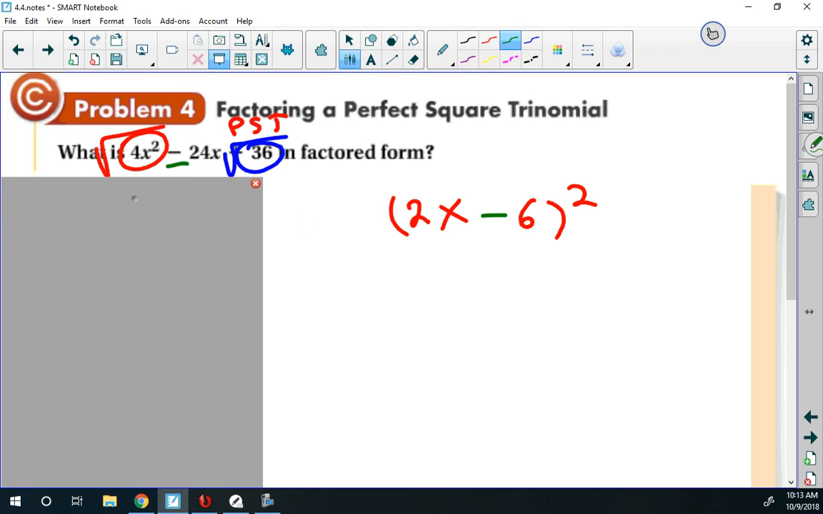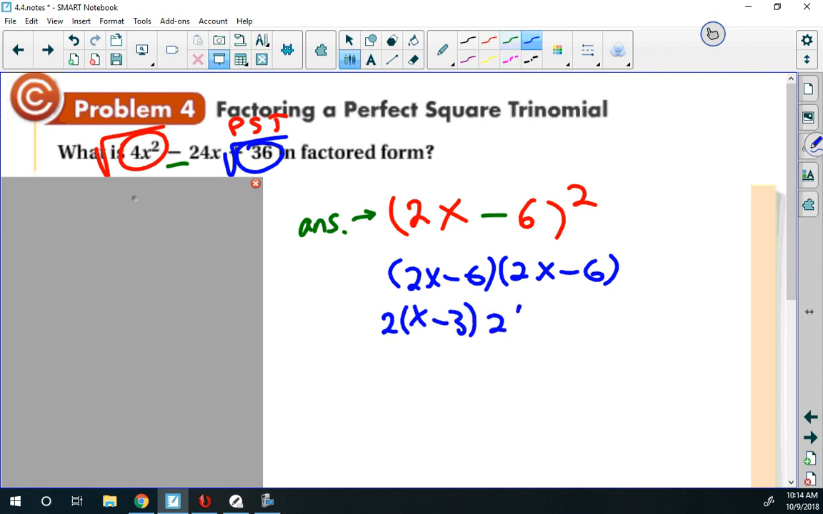And you might think that this is your answer. However, that's not the best answer you could give. There's more work that you have to do. Technically, this is 2x minus 6 and 2x minus 6. And out of each one of these, you should be factoring a 2 out, shouldn't you? The product of this 2 and this 2 is going to make how much? 4.